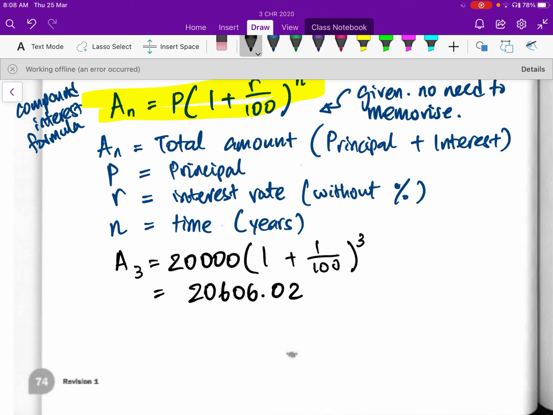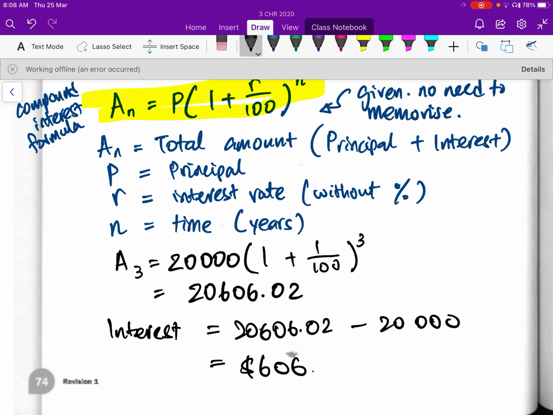So in order to find the interest only, we need to use 20,606.02 minus your original principal. And you get 606.02. Now this is reasonable. You put in 20,000 in there, they say, okay, after 3 years, I make your money grow for you, and I give you an extra $600.